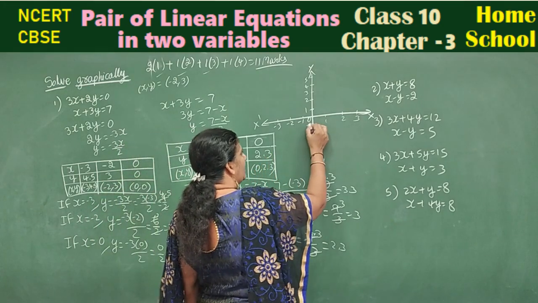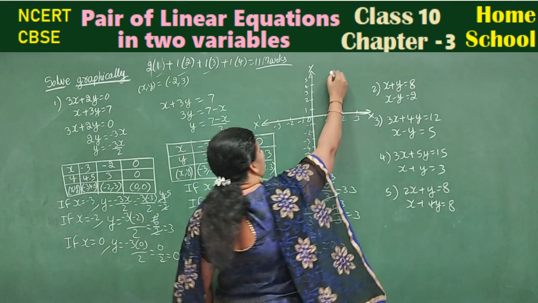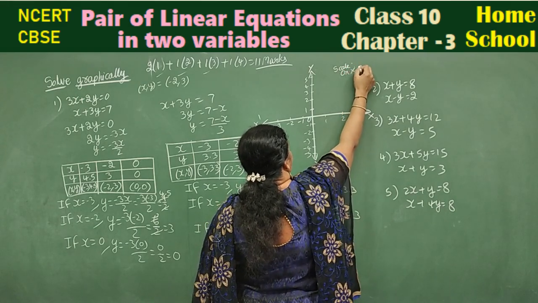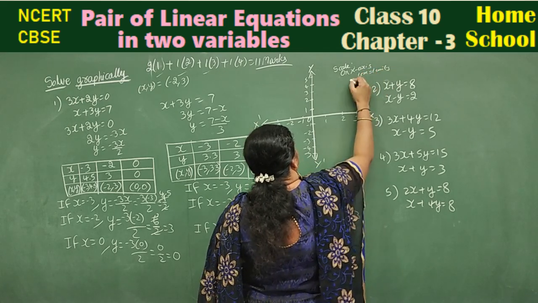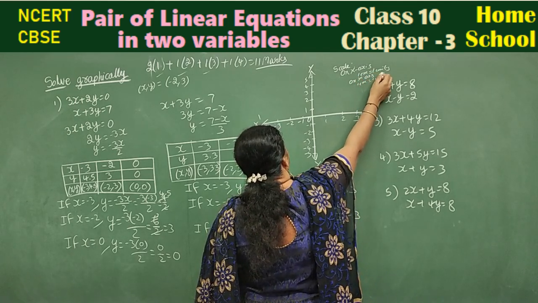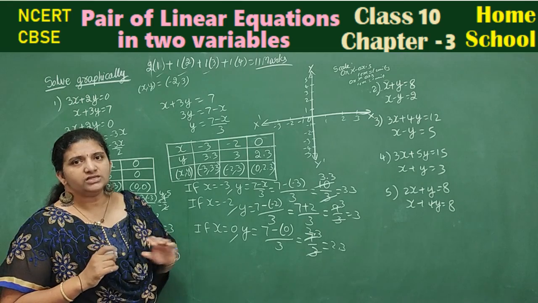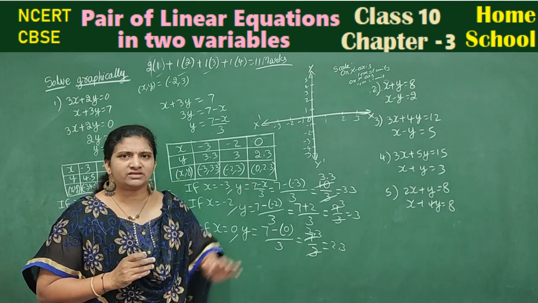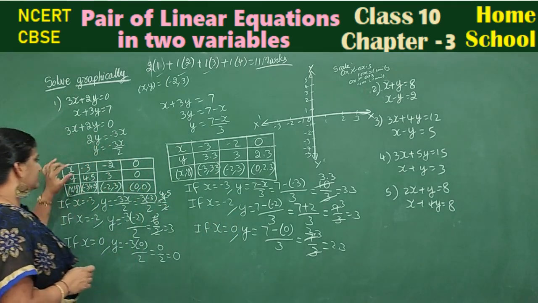This side you will be having negative values: -1, -2, -3, -4, -5. And make sure the scale is compulsory, children. On the x-axis, 1 centimeter is equal to 1 unit. On the y-axis, 1 centimeter is equal to 1 unit. I have taken only 1 unit, so adjust according to the table. Suppose your values are 50, 100, then adjust your scale so that 1 centimeter is equal to 10 units. Is this clear?